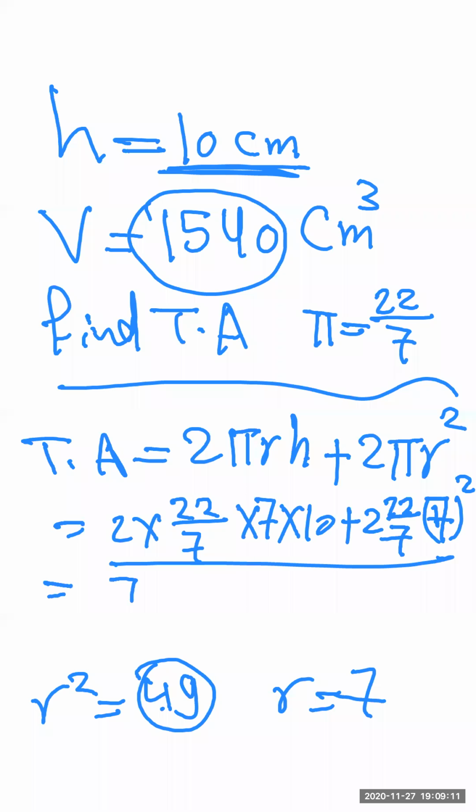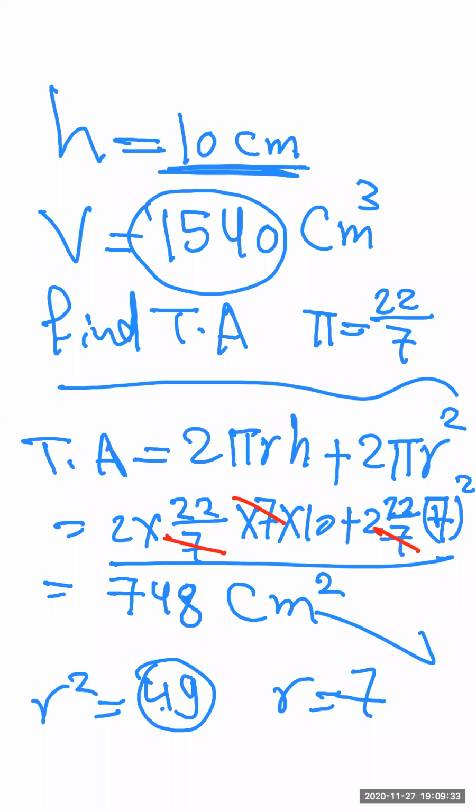The total area will equal 748 square centimeters. Teacher, we can do this on the calculator? Yes, using the calculator, it's very easy. I can do it without a calculator simply. I will remove this 7 with this 7, and this 7 with the square, and then I will continue. 44 plus... I don't care about the numbers. You can do it using the calculator so that we will not waste our time.